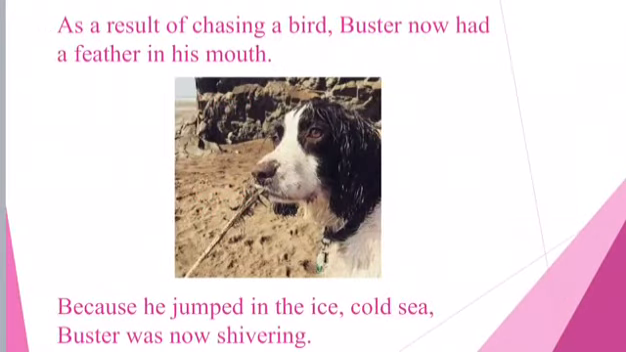So my examples are on the screen again. I have, as a result of chasing a bird, Buster now had a feather in his mouth, and because he jumped in the ice-cold sea, Buster was now shivering. So again, with these conjunction openers, it's just about flipping around the sentence, because if you look at the first example, Buster now had a feather in his mouth as a result of chasing a bird is a perfectly normal sentence, but to make it into a conjunction-based I-Space opener, you have to put that last part of the sentence at the beginning, starting off with the conjunction.